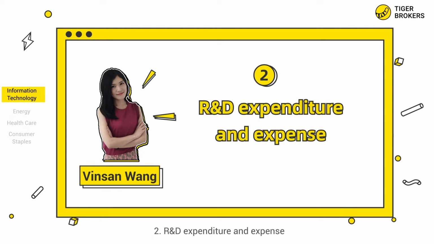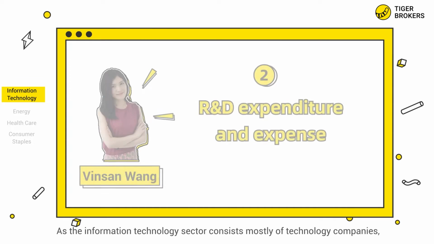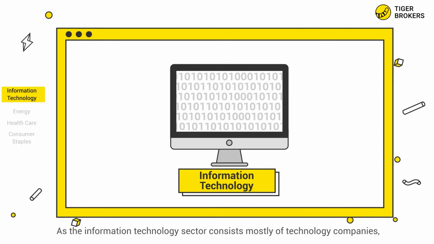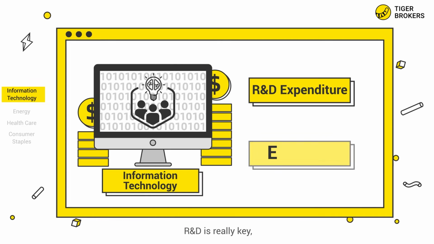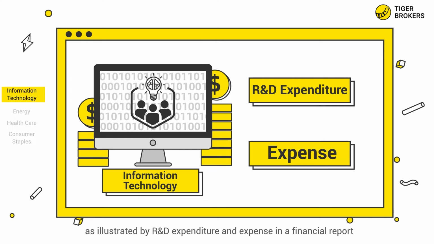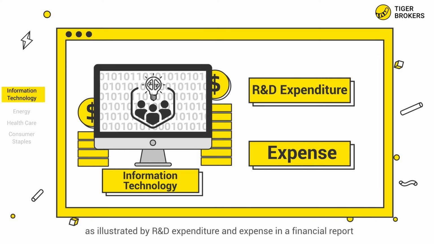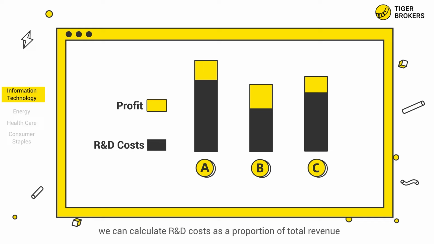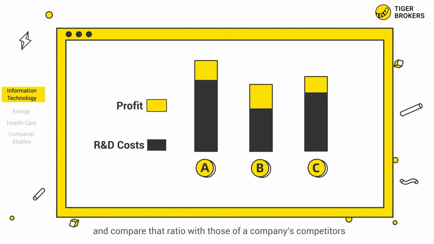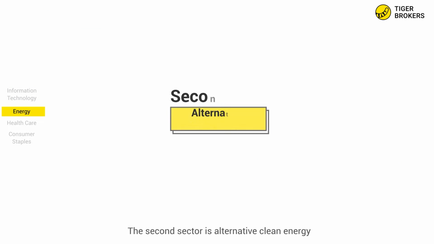2. R&D expenditure and expense. As the information technology sector consists mostly of technology companies, R&D is really key, as illustrated by R&D expenditure and expense in the financial report. For analysis, we can calculate R&D costs as a proportion of total revenue and compare that ratio with those of a company's competitors. The second sector is alternative clean energy.